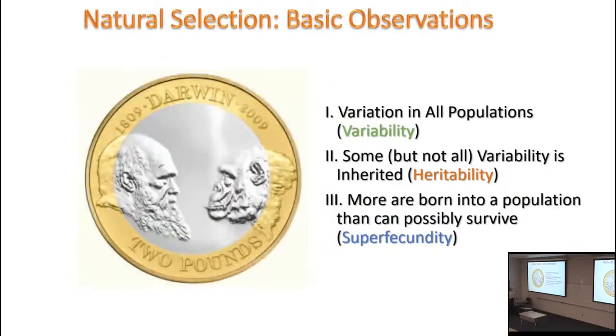So, from a number of observations, Darwin and Wallace discovered natural selection. And these basic observations are these: variability, heritability, and a Victorian word, superfecundity. So what do those mean? Variation in all populations, some but not all variability is inherited, and more are born into a population than can possibly survive.